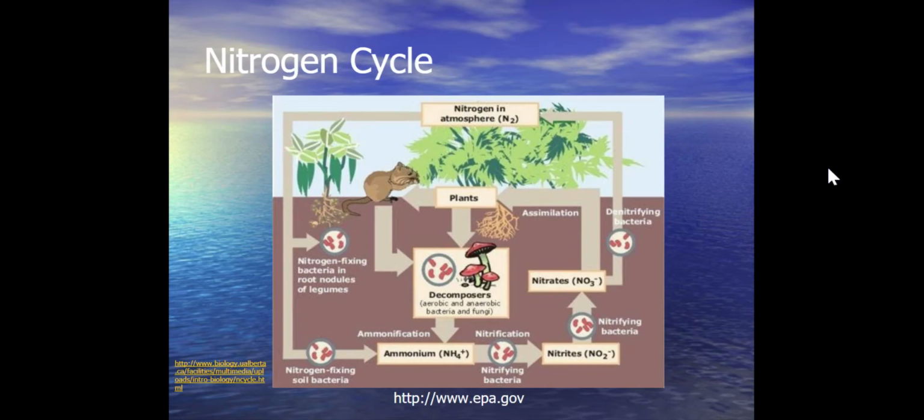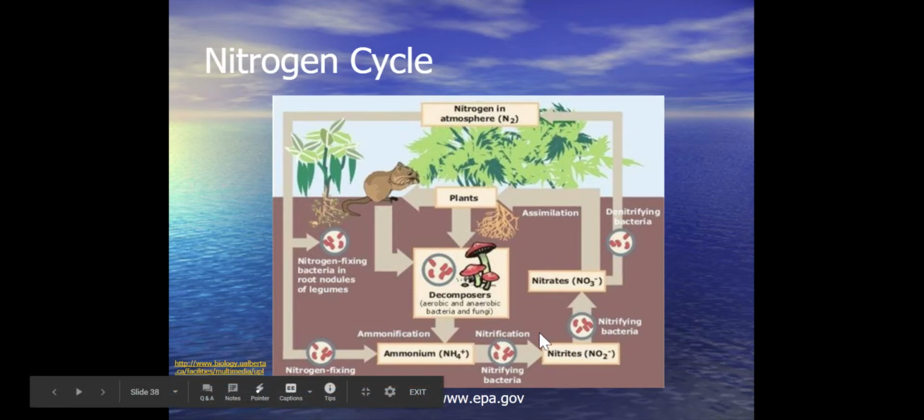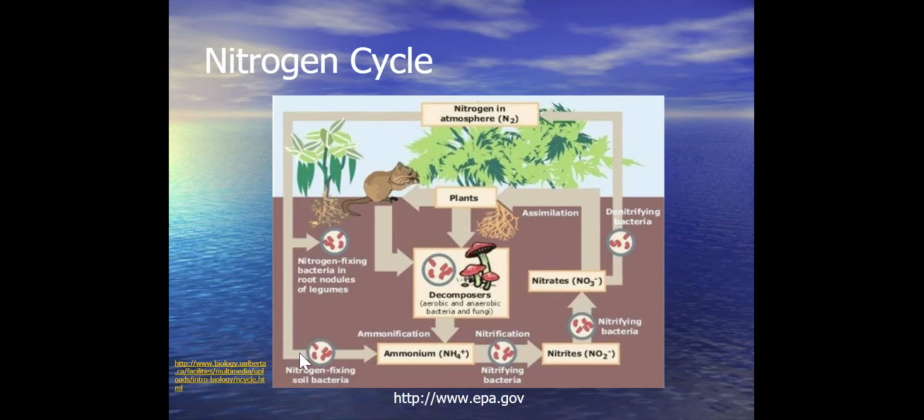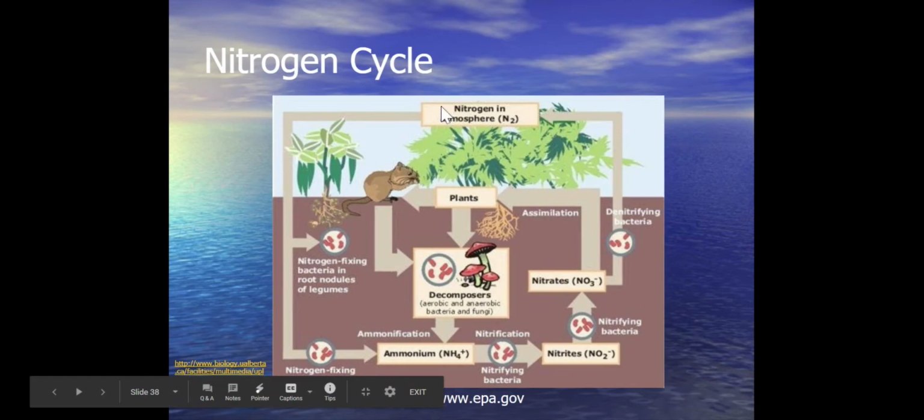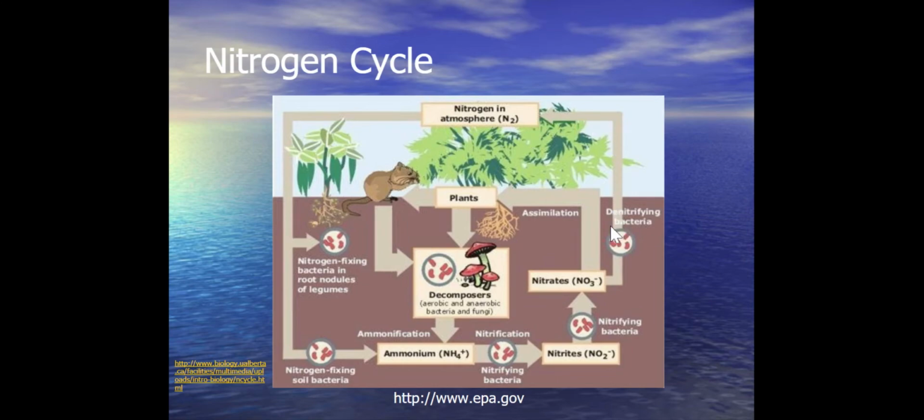So here's the picture you've been waiting for. This is our explanation of the nitrogen cycle. So again, we have ammonification and nitrification, as well as our nitrogen fixing soil bacteria or nitrifying bacteria that are converting these nitrates into usable form. If we start with our nitrogen in the atmosphere, it has to be broken down somehow into usable forms. We have denitrifying bacteria or nitrogen fixing bacteria.